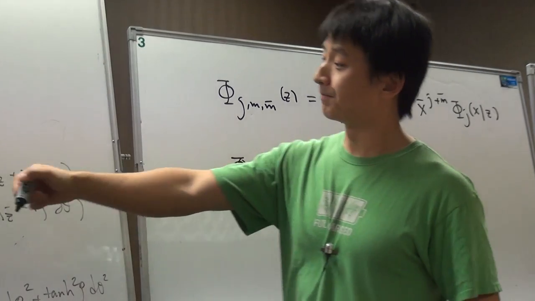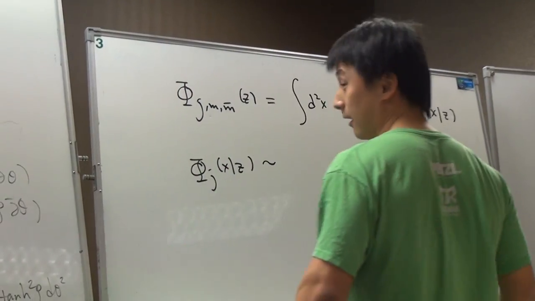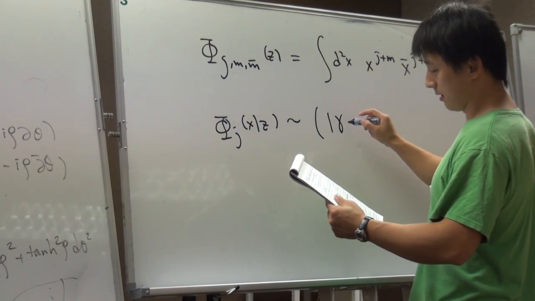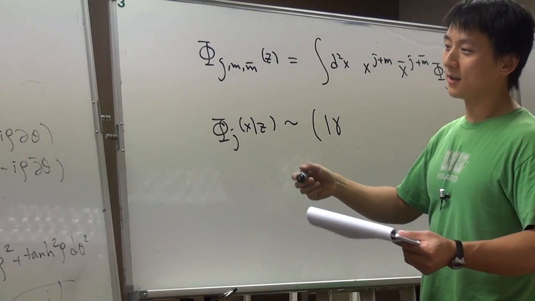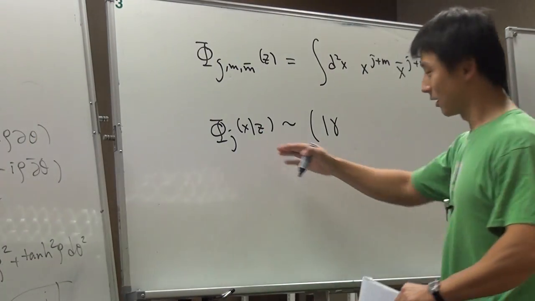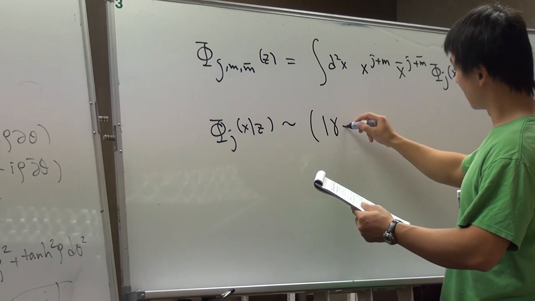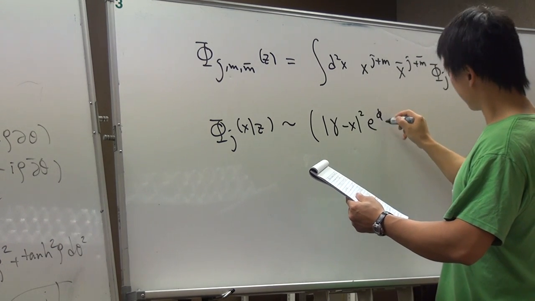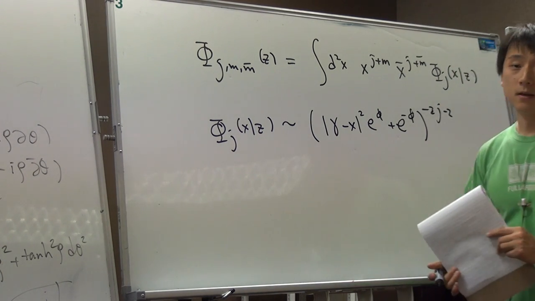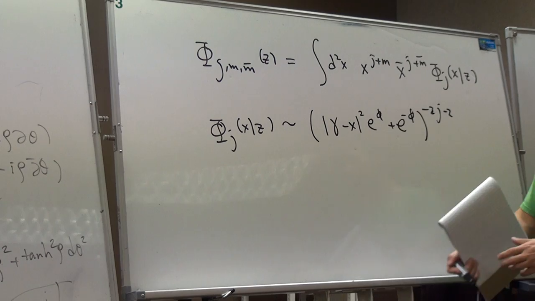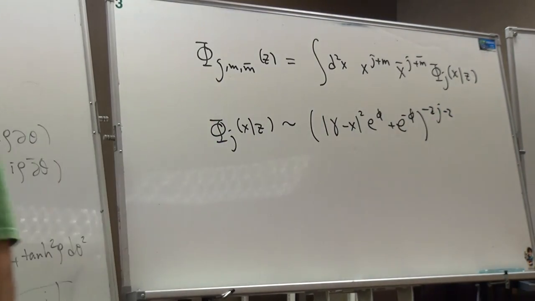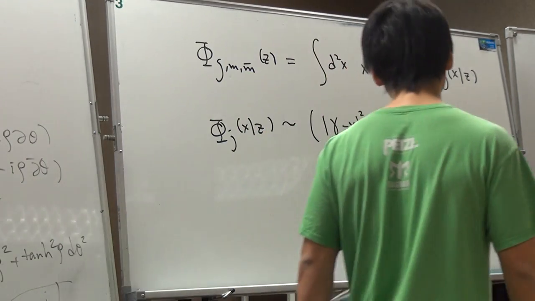So semi-classically, phi_j(x, z) will be described by a wave function on Euclidean AdS3, which is a function of gamma and phi, and also depends on x. It is simply gamma minus x squared times e to the phi plus e to the minus phi, to the power minus 2j minus 2. And if you calculate the Casimir made out of the SL2 isometries, you can reproduce the conformal weight. Okay, so that's a way to understand what these operators are.